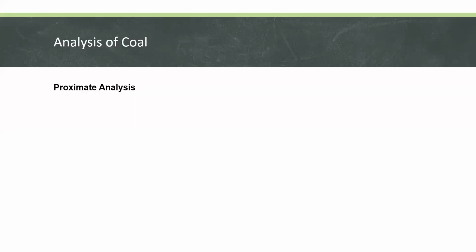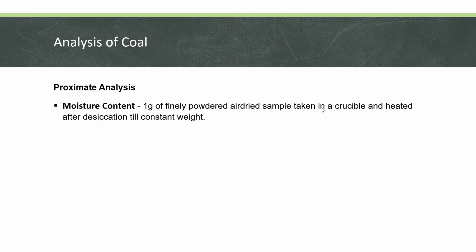To assess the quality of coal, we have two types of analysis to make. The first one is approximate analysis, which consists of 4 steps. The first one is moisture content.